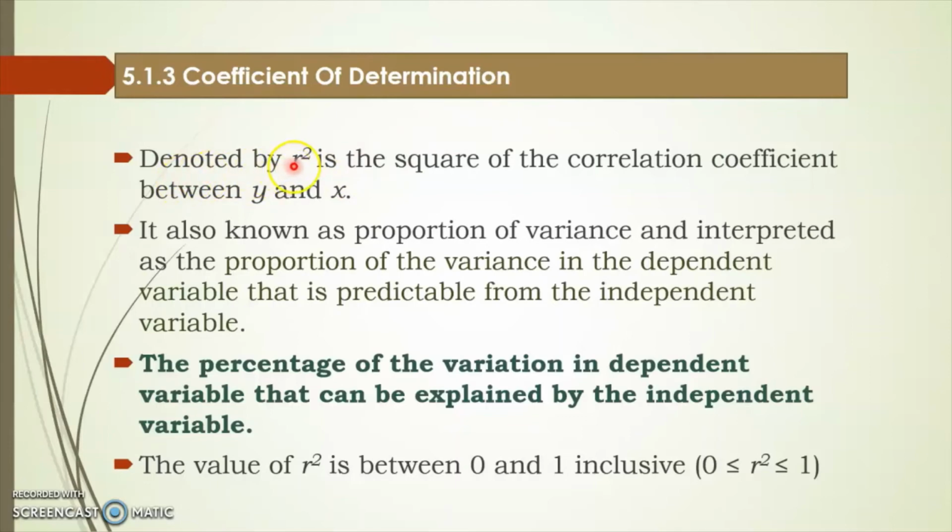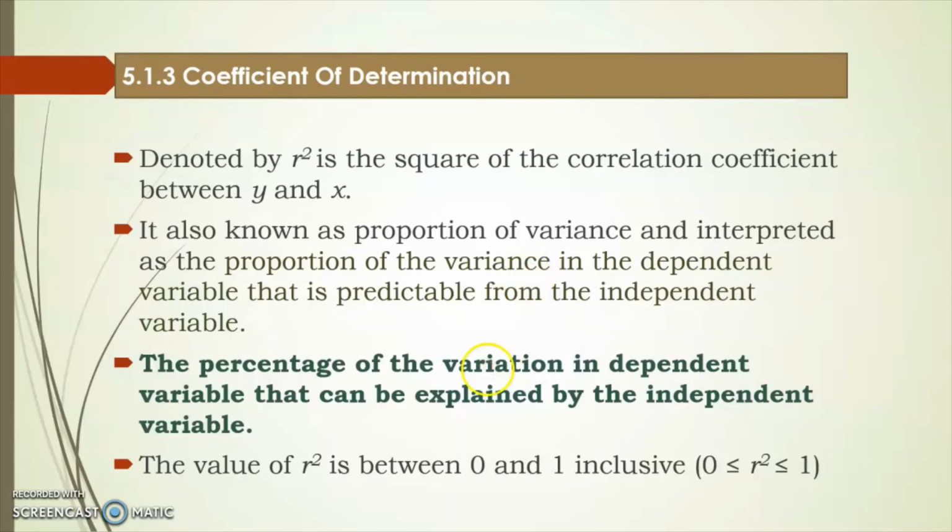It is denoted by R square. The formula is very simple. Just like the notation represents, it is the square of your R, the square of your correlation coefficient. So now we're going to talk about the coefficient of determination. The formula is R square, the notation is also R square. It is also known as the proportion of variance and interpreted as the proportion of the variance in the dependent variable that is predictable from the independent variable.